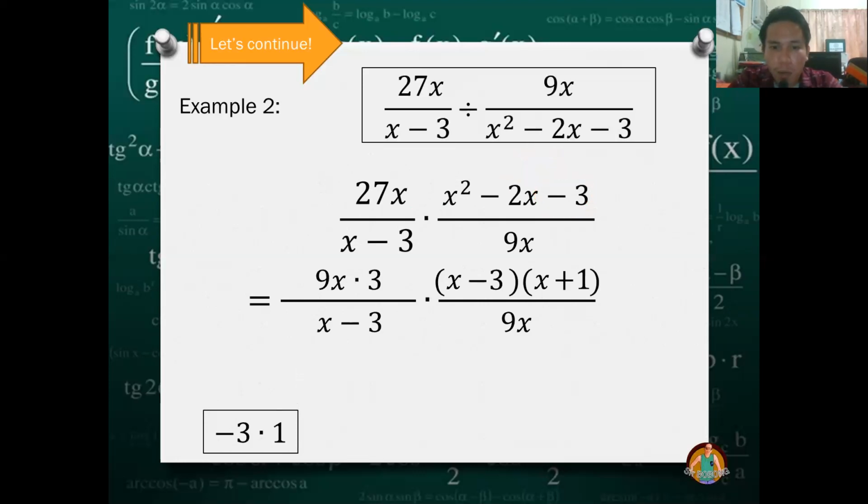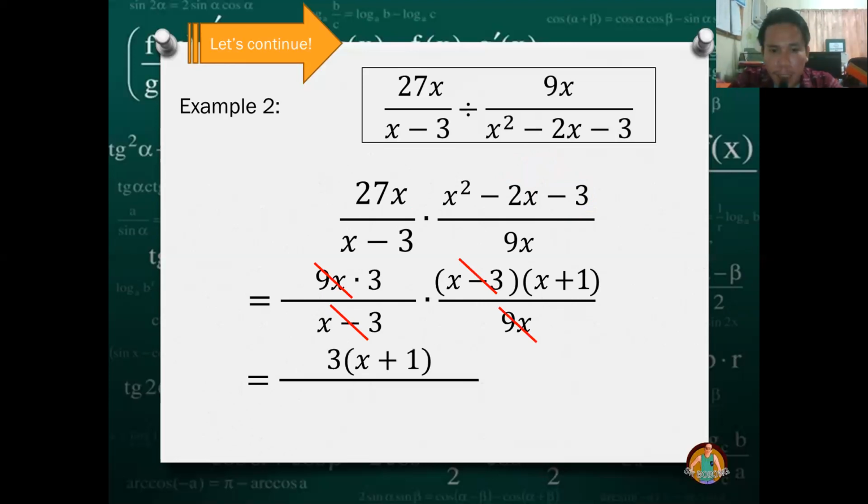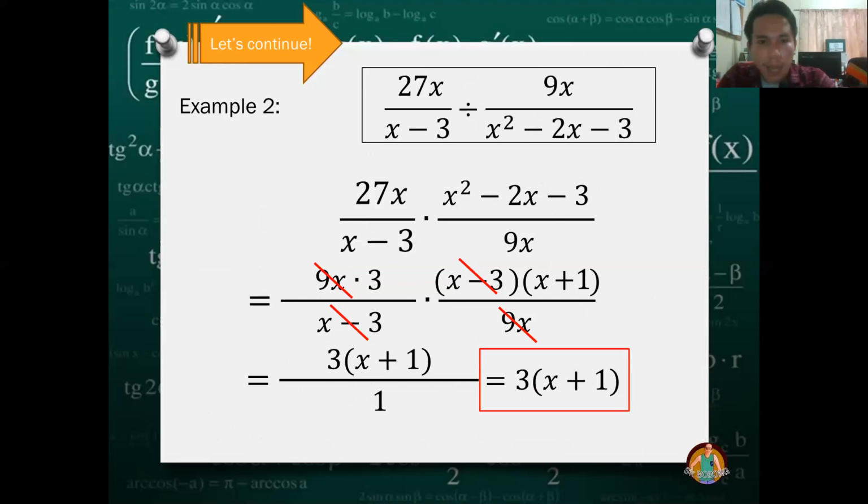Okay? So, we will now proceed to cancellation. So, ika-cancel natin yung x minus 3 and x minus 3, 9x and 9x. So, yung matitira na lang is 3 times x plus 1 kasi 3 natitira and then x plus 1 sa kabila. Yung sa baba naman is 1. Okay? Kasi naubos silang lahat so automatic may 1 yan. Or you can have your final answer as 3 times x plus 1. Okay? So, pwede nang tanggalin yung 1. And that could be your final answer. Okay ba yan? Sige. Next, let's proceed.